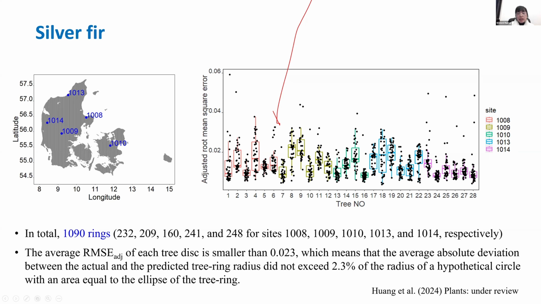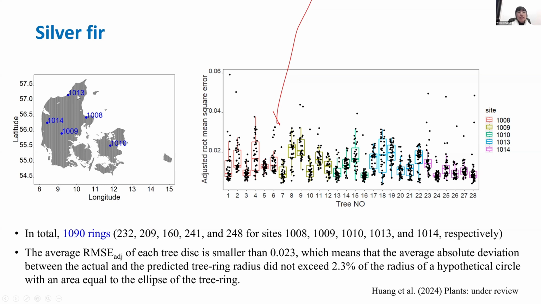They were established in the winter of 1963, which means all the trees have the same age. For the different sites, the soil conditions are different. For example, site 1010 has very nice soil conditions. Its soil water content is much higher compared to 1008, compared to 1013.